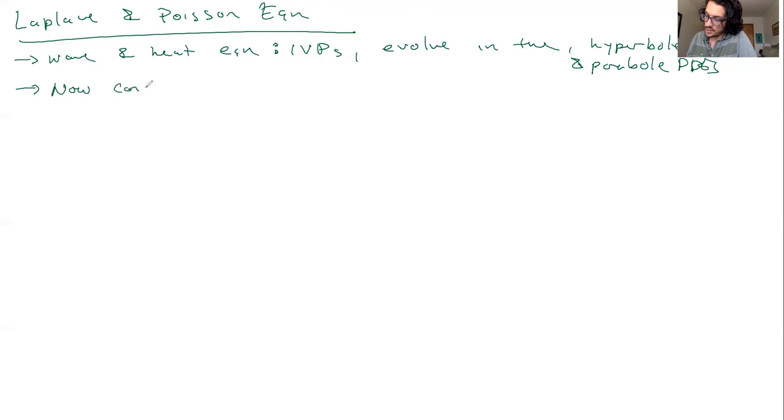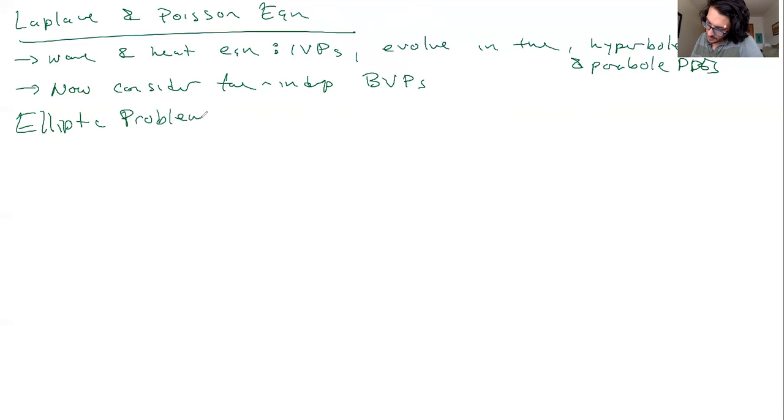Now, we're going to consider time independent boundary value problems. In particular, we often consider these on bounded domains, although we're going to start with some analysis on unbounded domains. So this brings us to elliptic problems, and to start with, we have Laplace's equation.